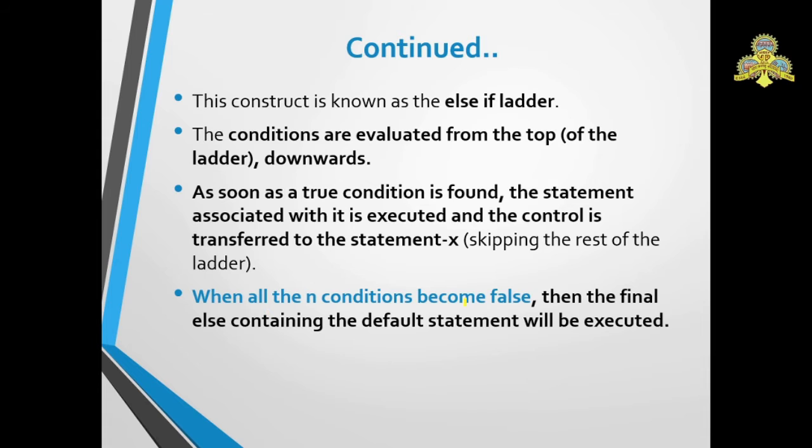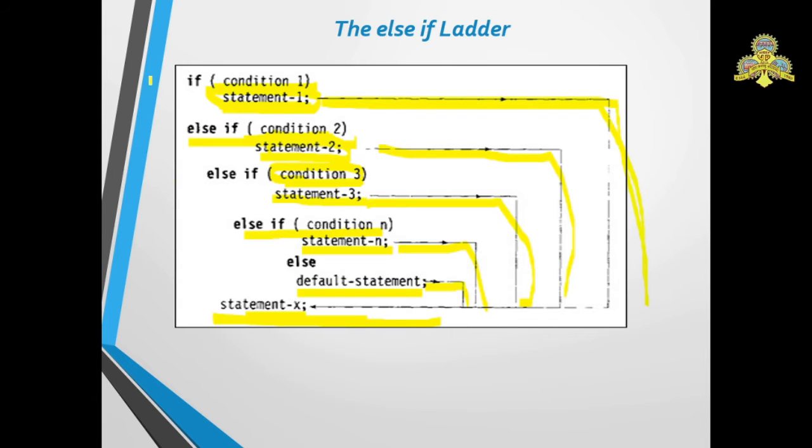When all the n conditions become false, then the final else containing the default statement will be executed. See here, if condition 1 becomes false, and conditions 1, 2, 3 and n all become false, then its else part will be executed. That is, the default statement will be executed and finally the control is transferred to statement X.